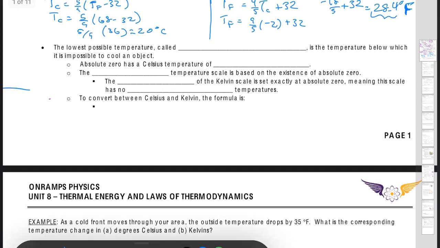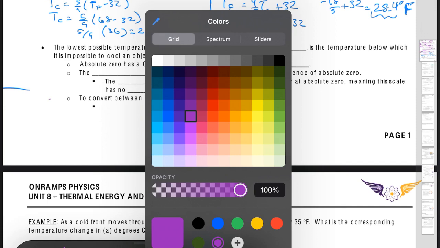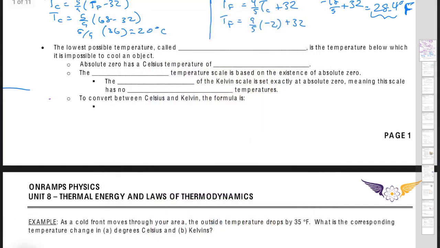Now here in physics, and this is very important to note, we're going to use a completely different scale. There's a couple other temperature scales that exist, but the one that we're going to focus on is that we're going to look at the lowest possible temperature, and we call this absolute zero. Absolute zero is the temperature below which it is impossible to cool an object. And so absolute zero has a Celsius temperature of -273.15 degrees Celsius.